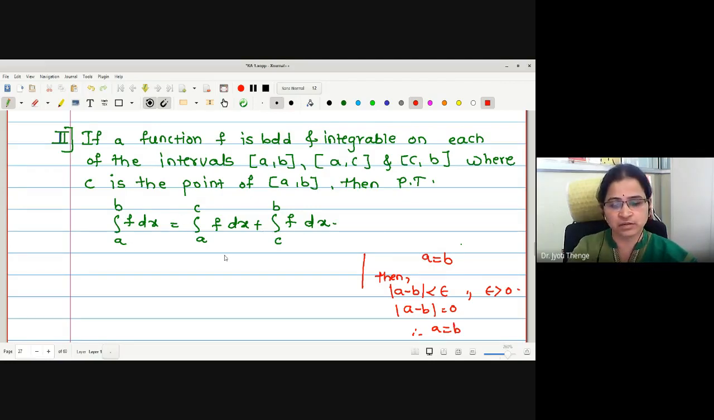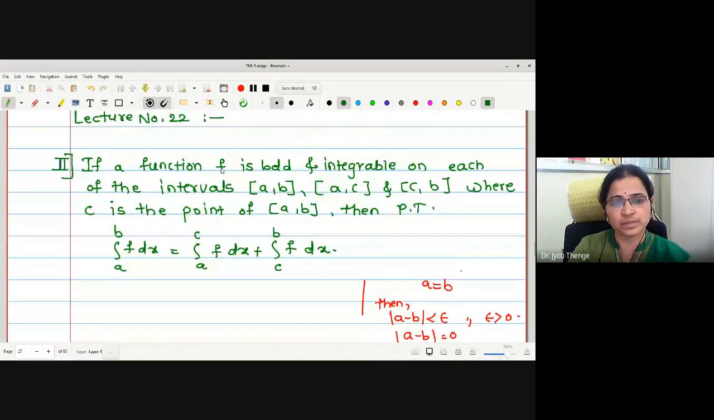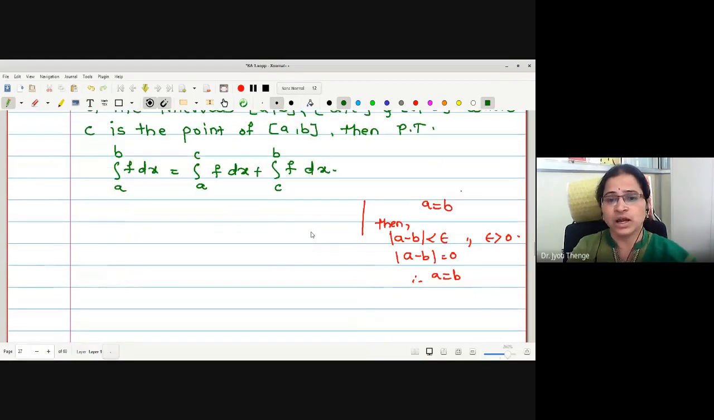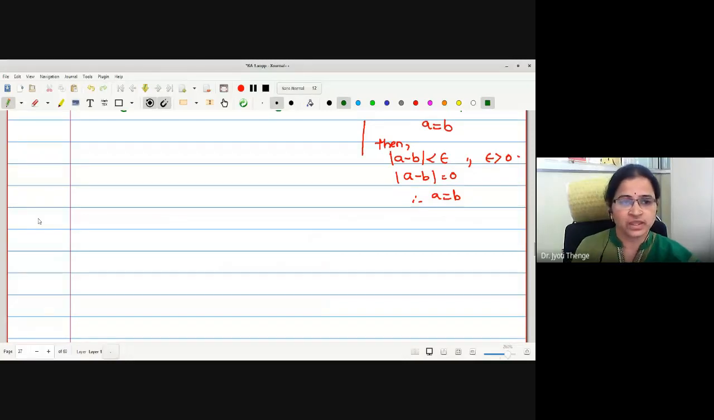Therefore, for proving this statement also, we are going to prove that the difference between the left side and right side, with modulus, is less than epsilon. But before that, as it was given that the function is bounded and integrable on AB, AC and CB, we will write all the definitions by using Riemann sum. We have to select epsilon to be a positive number, select one partition, and then write the Riemann sum definitions on the three intervals.